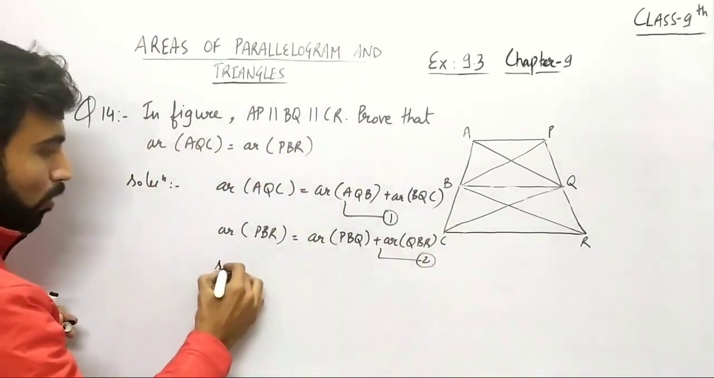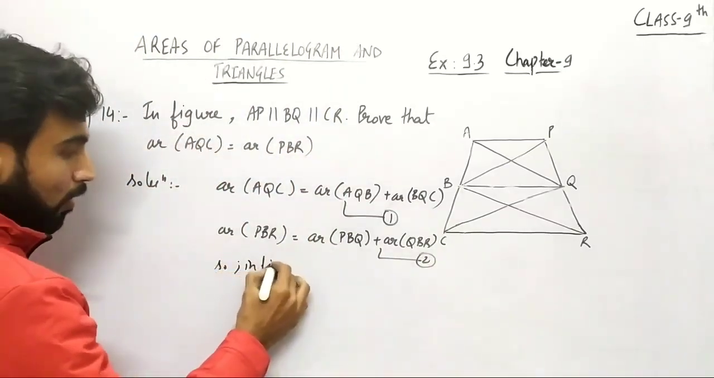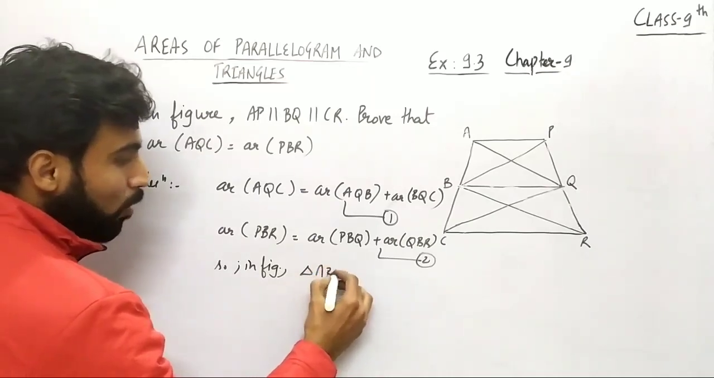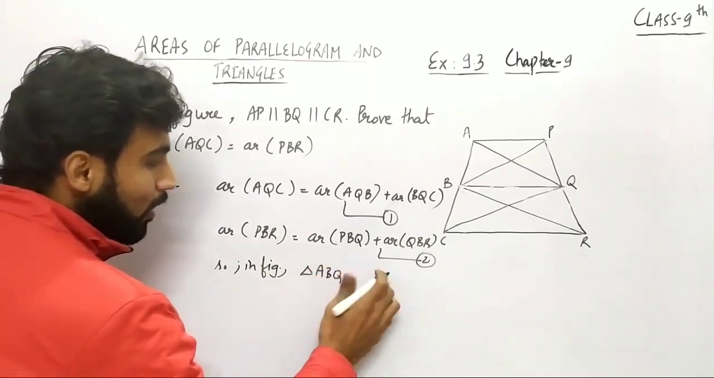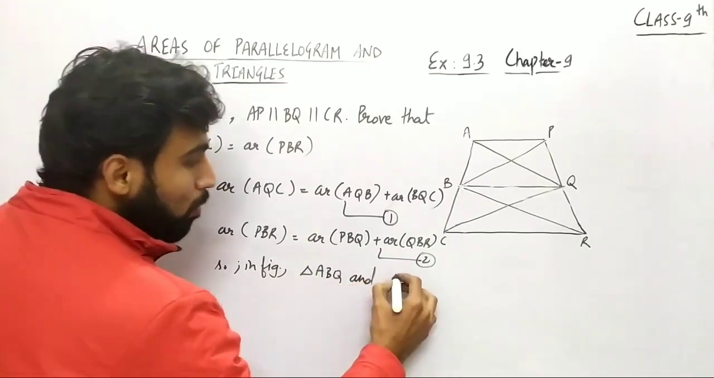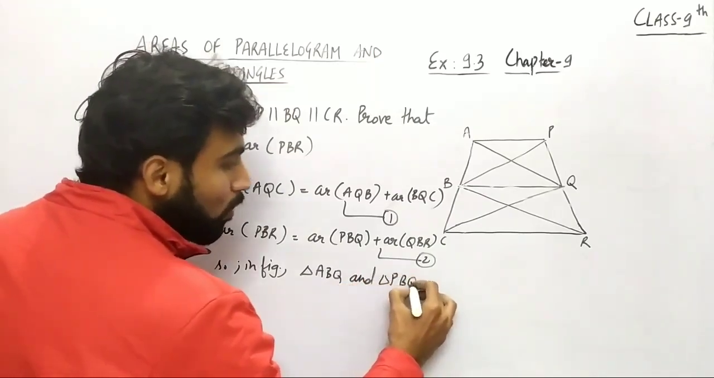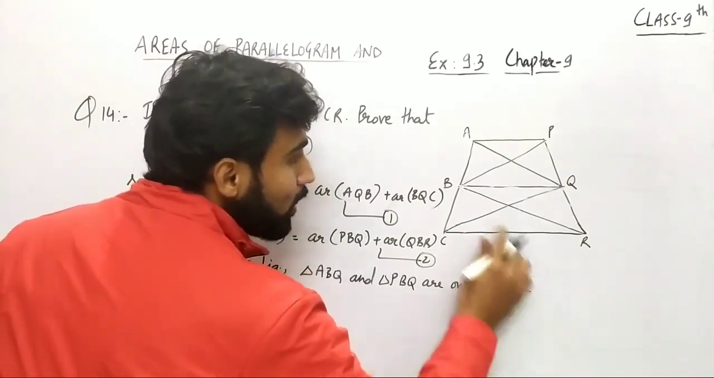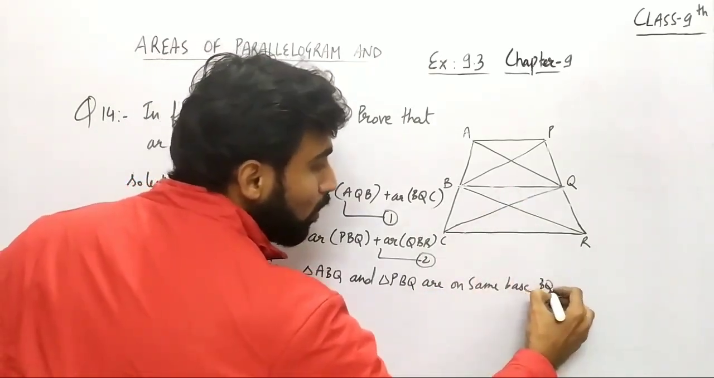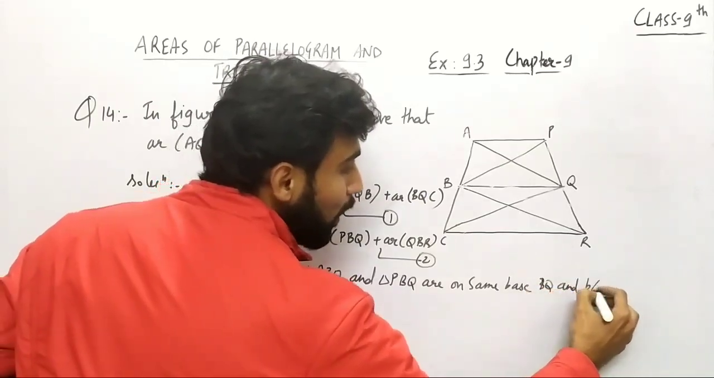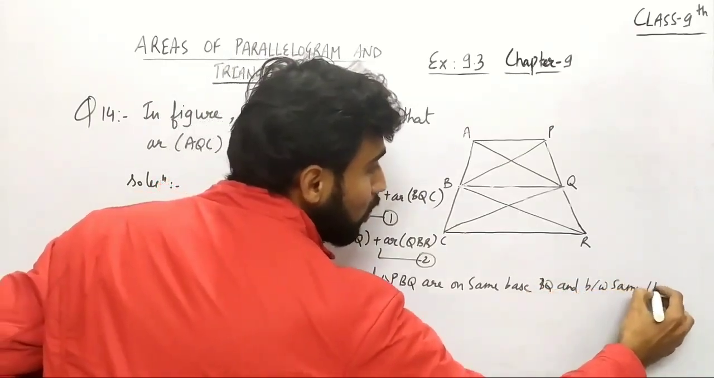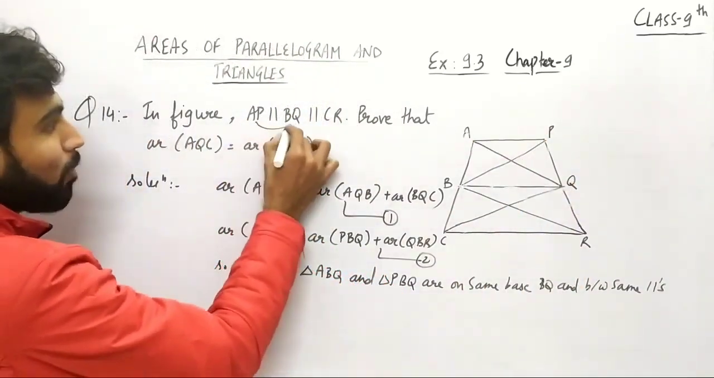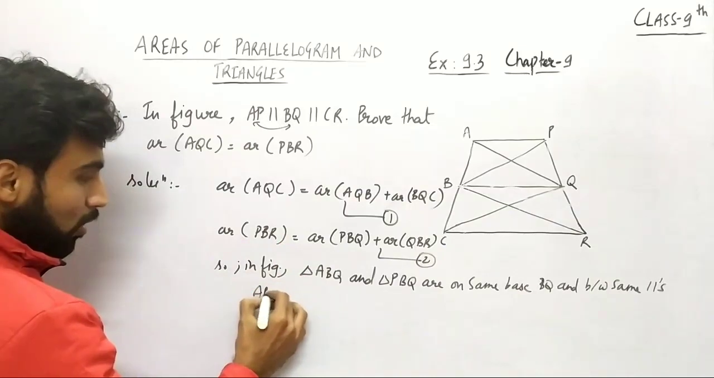So now in figure you can see triangle ABQ and you can see PBQ are on same base, you can see that is BQ, and between same parallels that are AP and BQ. As it is given that AP is parallel to BQ, you can see here.